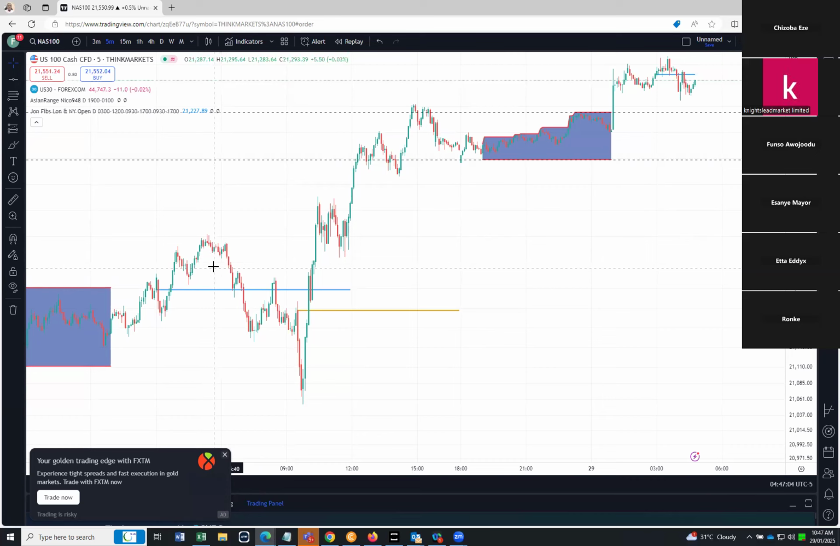But at the end of the day, the one that was trailing, I got a little over $100 on that one. But the one I left actually came back down and hit my stop loss.